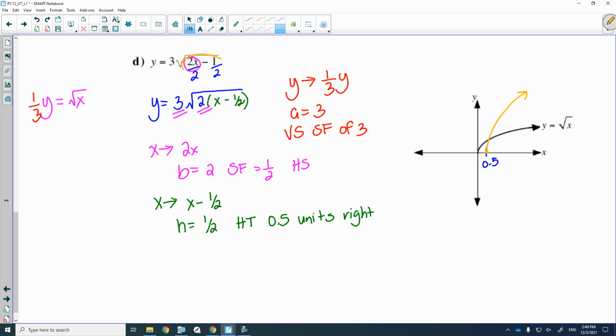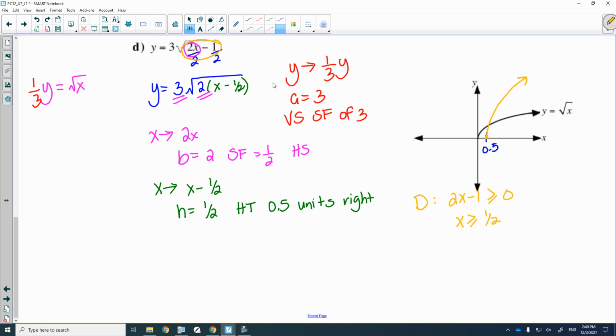Again, domain. Set that radicand greater than or equal to 0 and solve for x. So x would be greater than or equal to 1/2. That is the domain of the function, right? The domain is x is greater than or equal to 1/2. The range of this function is y is greater than or equal to 0.